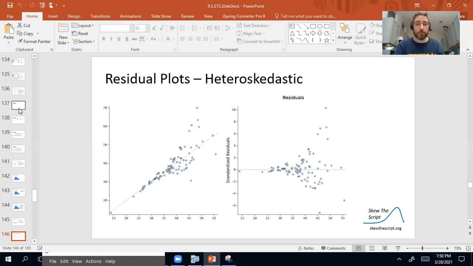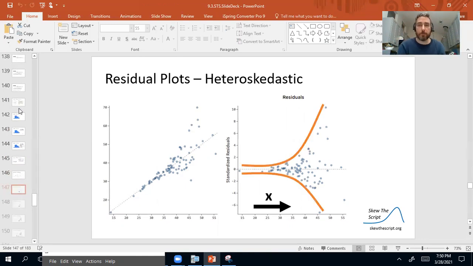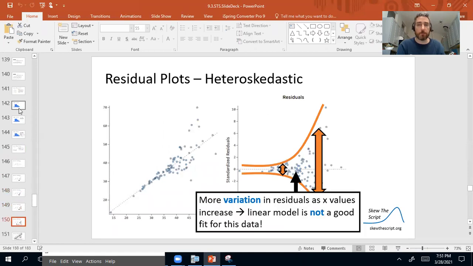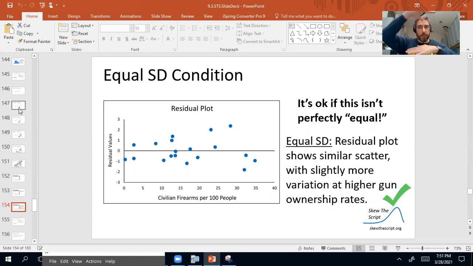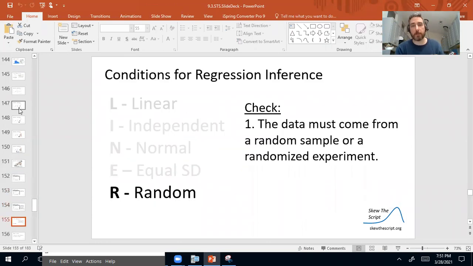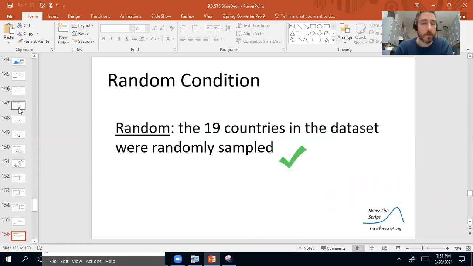Equal standard deviation. That means that you don't want more bigger residuals on one end than the other. So in this case here, you don't want it kind of funneling out. You want them to be roughly the same width all across in your residual plot. And then random, you just want your data to come from a randomized experiment or randomly assigned. So those are your conditions. So let's look at the question again.